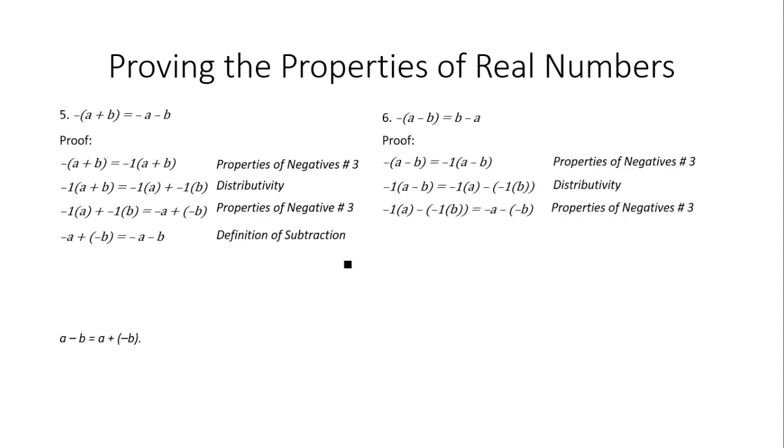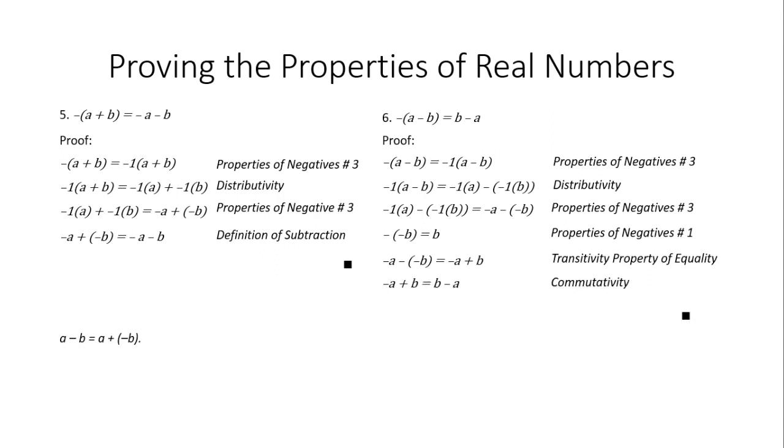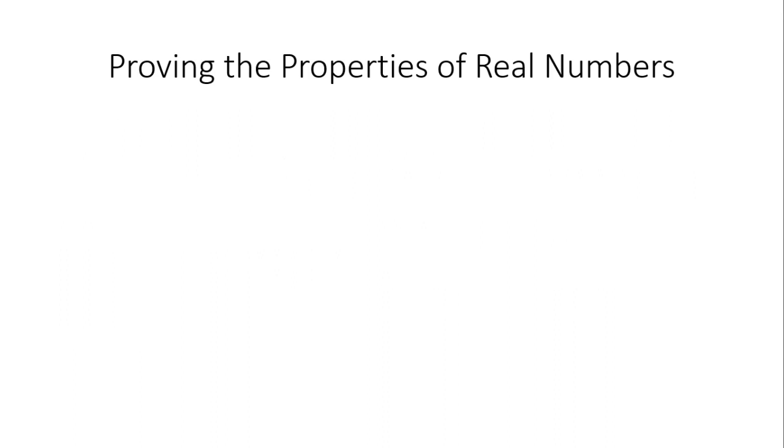Here we follow the same pattern, and upon arriving at the expression negative a minus negative b, we incorporate the properties of negatives number 1 to simplify the negative of negative b to b. Next, we substitute the expression, and by commutativity we complete the proof for this property. After proving the properties of negatives, let's move on to the properties of fractions.